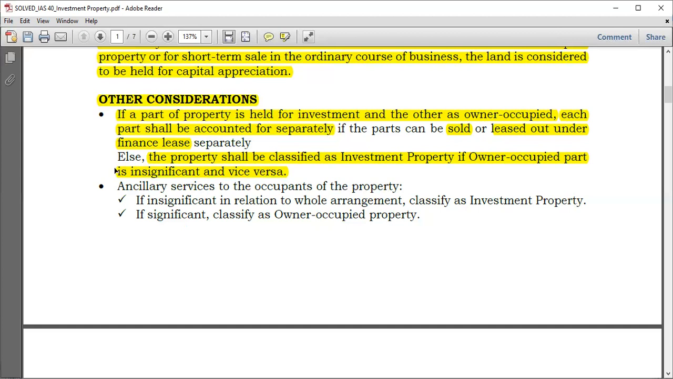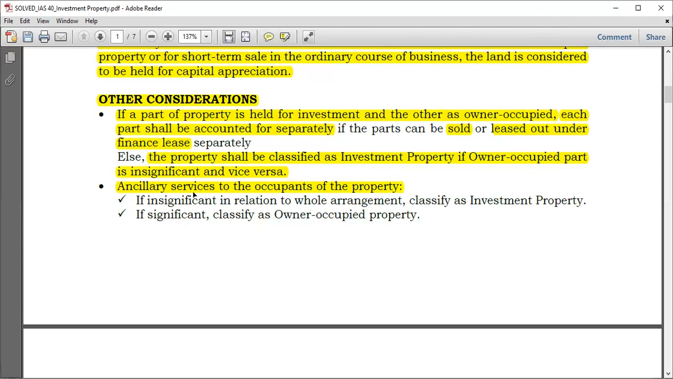All right, this one is another consideration. We say that ancillary services to the occupants of the property. Do you know about ancillary services? You might be owning a hotel, and maybe we are holding something for guests who come there and sleep and pay you. And you may also put out a cafeteria so that they can get breakfast there, maybe their lunch, the dinner, things like that.